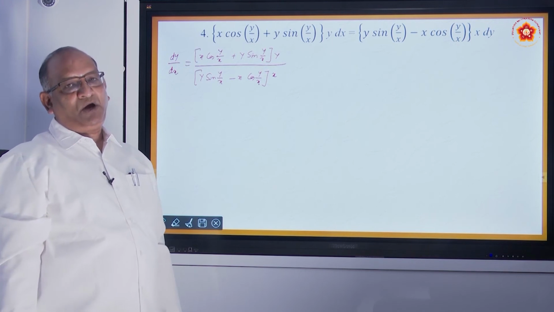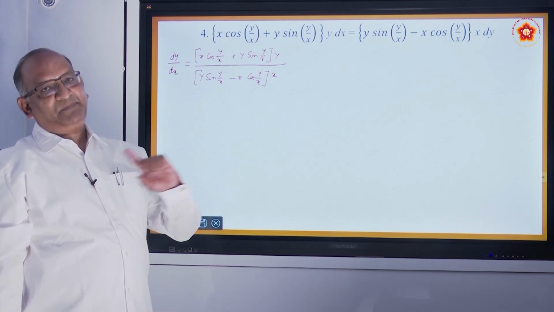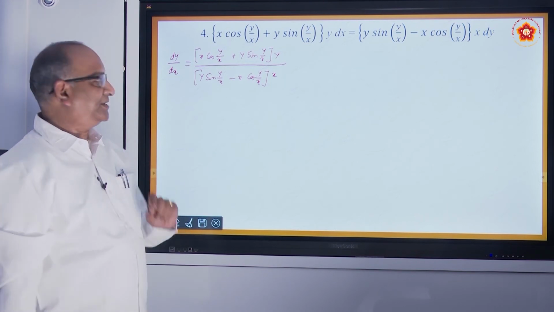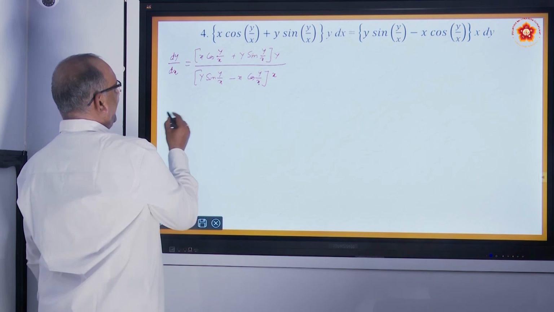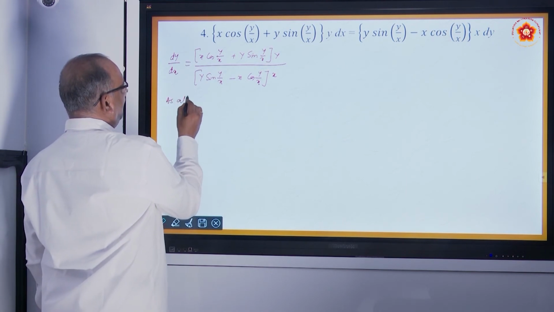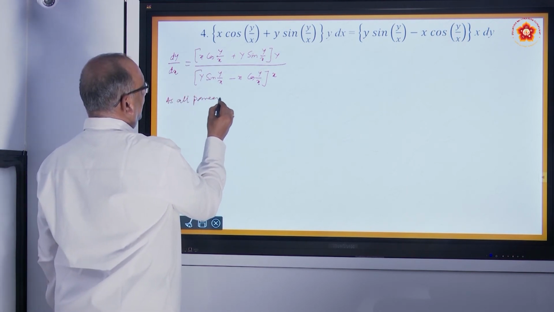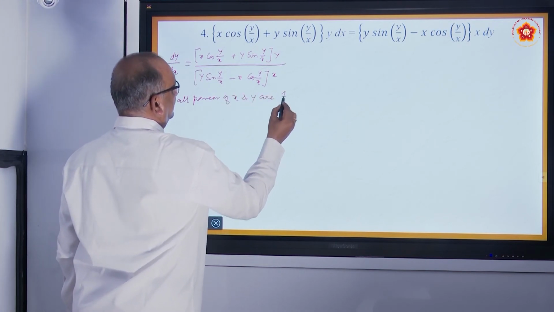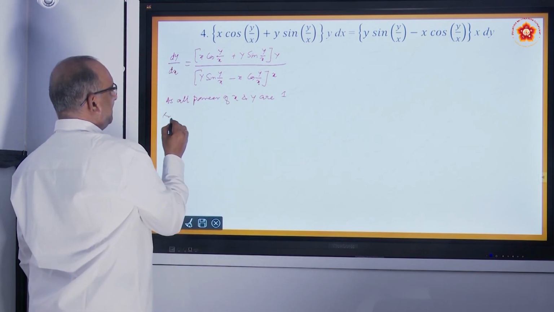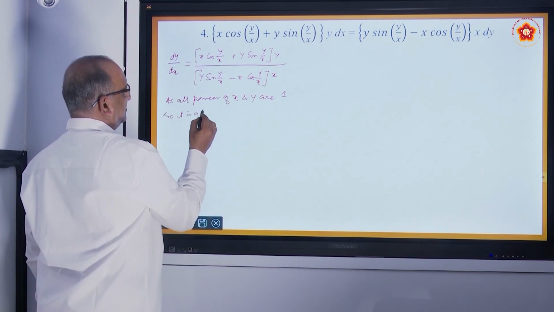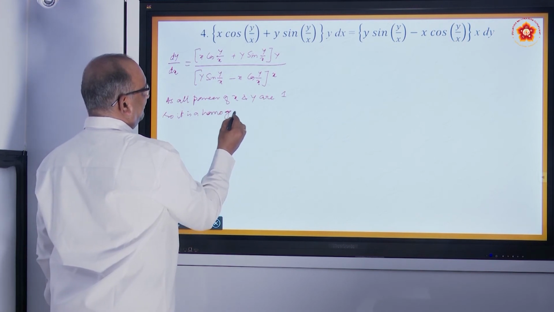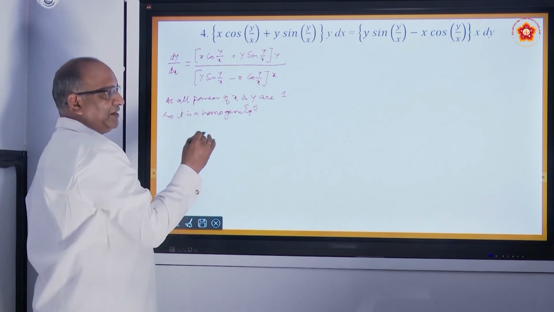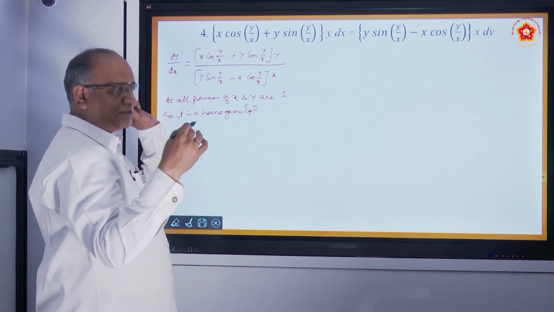See the powers of all the terms. All the powers are 1, 1, 1. So, all the terms are linear. So, it is homogeneous. So, we will say as all powers of x and y are 1. So, it is a homogeneous equation. And if it is a homogeneous equation, we don't need to have any second thought, straight away proceed.